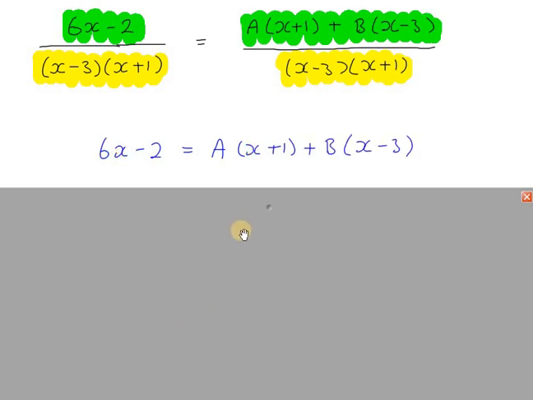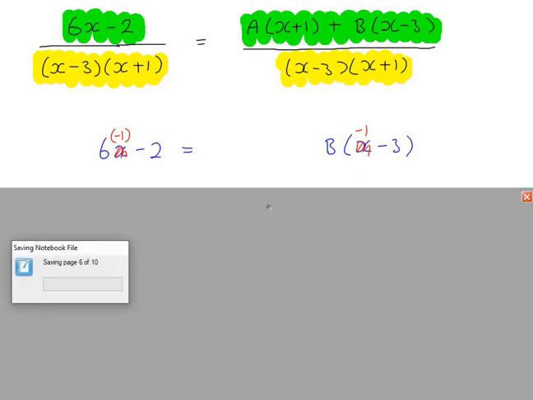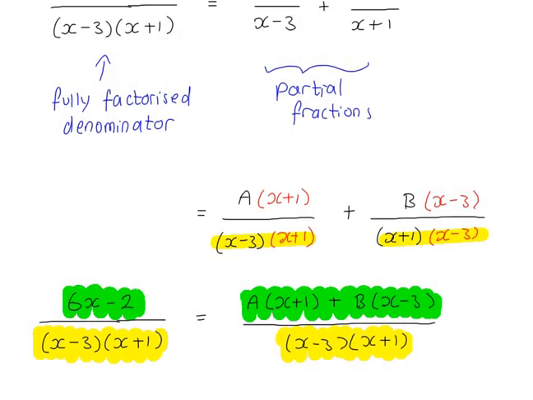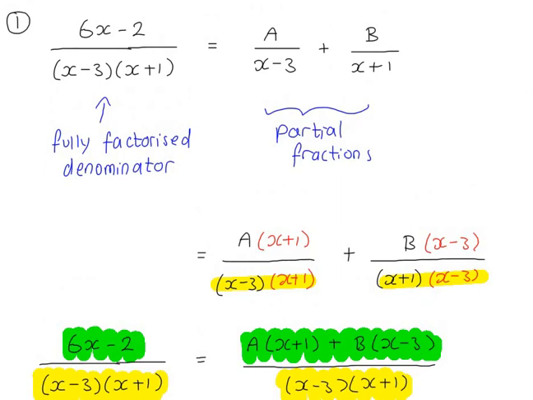To work out the value of b, we need to eliminate this part. So we substitute in x equals minus 1. So minus 1 plus 1 is 0, times a is 0, so we've got rid of this part. And you can see now the only unknown is b. We can solve to work out what b is. Once you know what a and b are, you substitute those values into here, and you have your partial fractions.